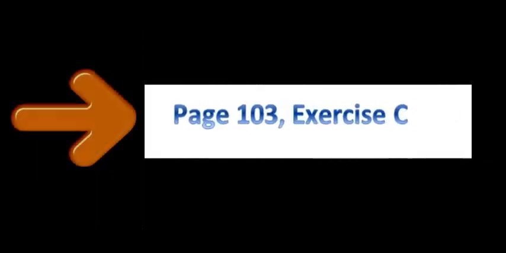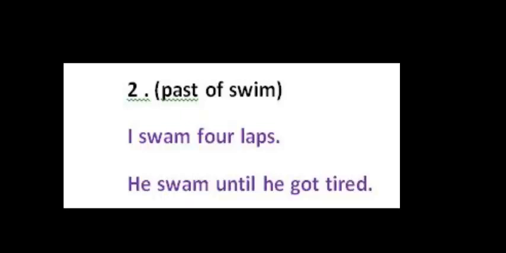Okay, exercise C on page 103. Let's look at number 2. We're looking for the past of swim. So I swam 4 miles or 4 laps. He swam until he got tired. Number 4, present perfect of wait. I have waited long enough. Or she has waited for her dinner for 3 hours. Number 6, future perfect of break. If he hits that again, he will have broken it 4 times. Okay? So will have or shall have broken.